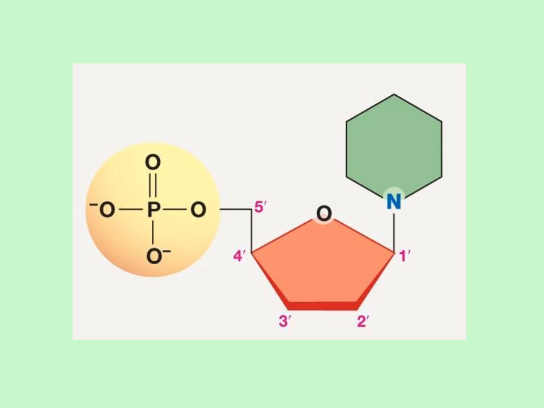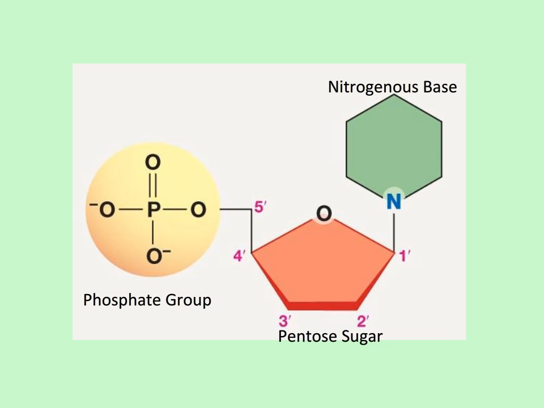Here we can see the arrangement of those 3 parts. The pentose sugar is connected to the phosphate group at its 5th carbon, and the nitrogenous base at its 1st carbon.